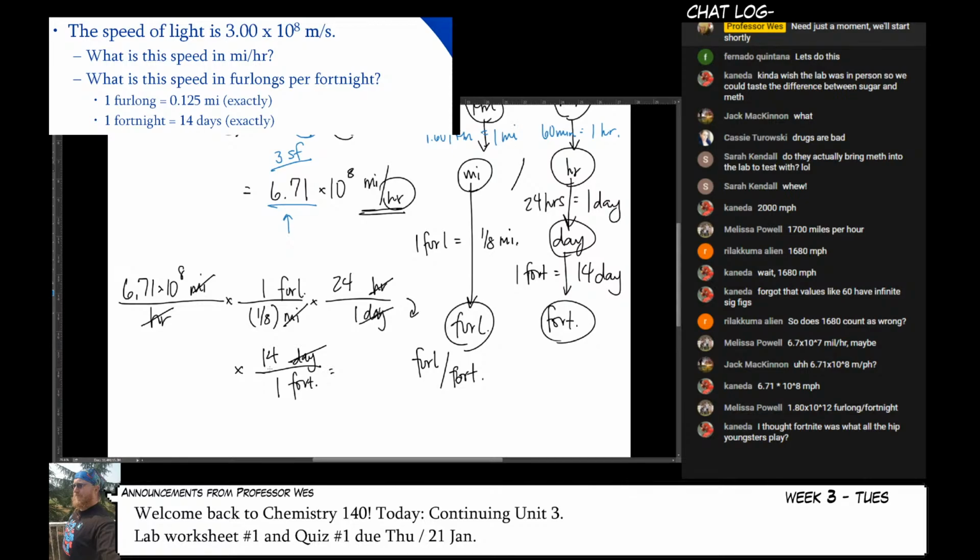And when you punch all that into the calculator, you should get 1.80 times 10 to the 12 furlongs per fortnight. And everything we used in here is exact. So these are all exact, and that's because I told you that, basically. So those conversions are all exact conversions. You do not need to worry about sig figs affecting your result from those calculations because they're all infinite.